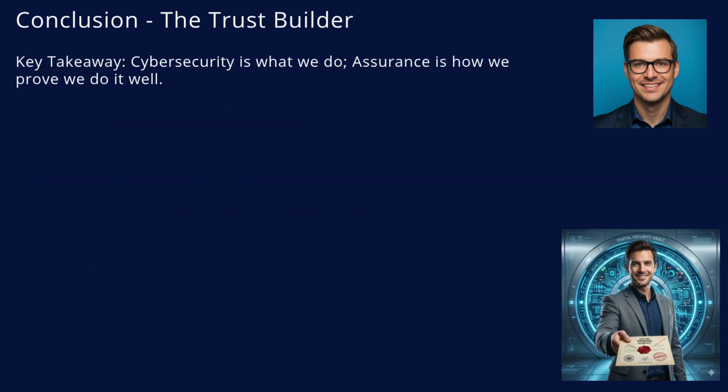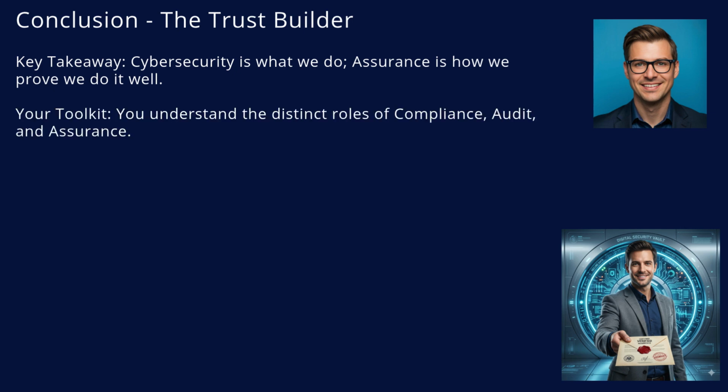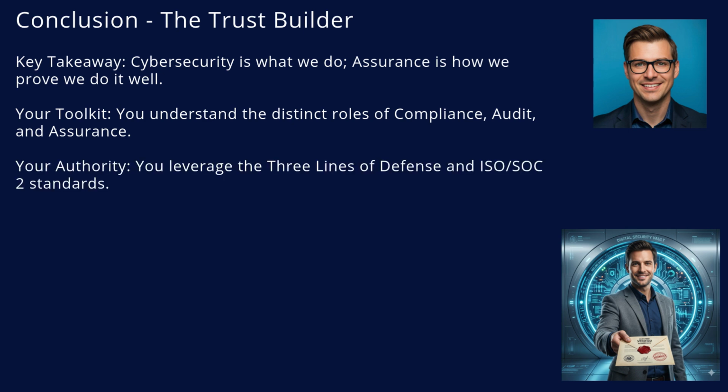To conclude today's session, the vital takeaway is that cybersecurity is what we do on the ground, but assurance is how we prove to the world that we are doing it well. Your toolkit now includes a deep understanding of corporate governance. You know the exact differences between simply being compliant, surviving an audit, and maintaining continuous operational assurance. You have established your authority by understanding how to leverage the 3 lines of defense model and map technical controls to global standards like ISO 27001 and SOC 2.